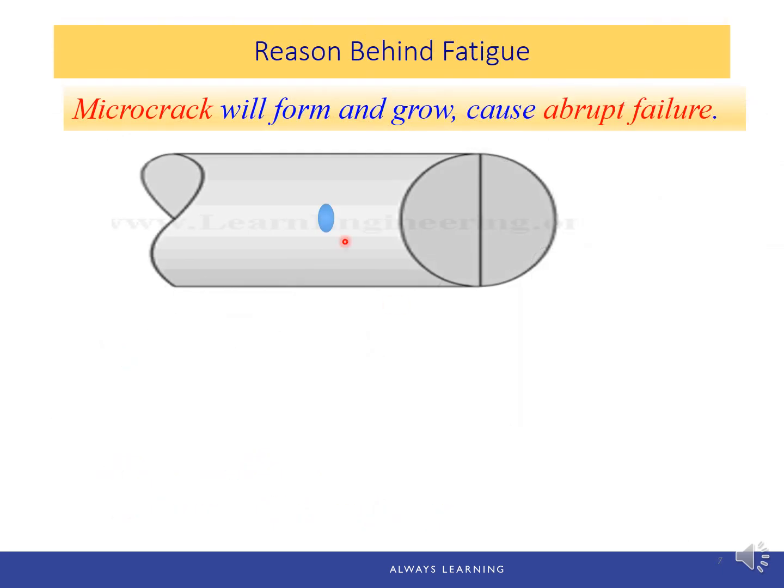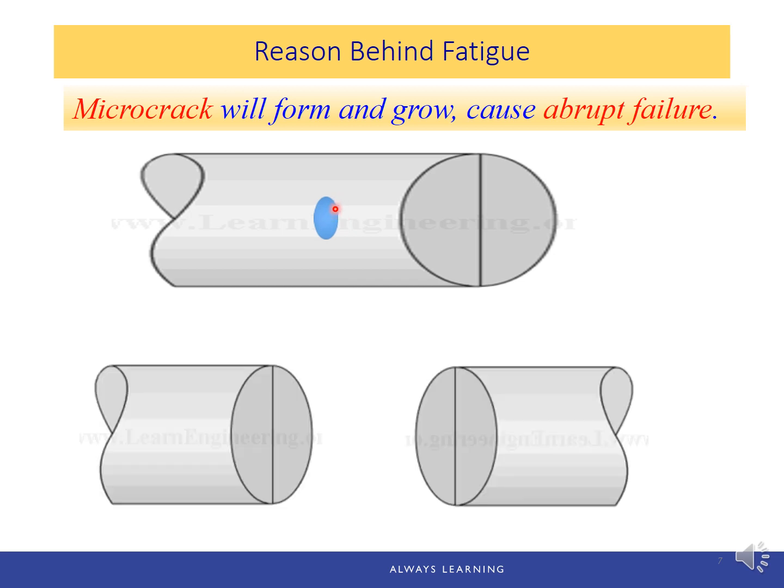When such fluctuating load acts on the material, it will initiate something called a microcrack. This crack will begin to grow with fluctuating load, and over time, it will cause an abrupt failure. Unlike failure due to static load, failure due to fatigue happens without any warning. It doesn't make necking as well, and the failure is unpredictable.